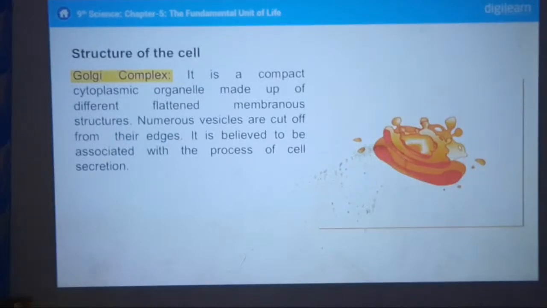Golgi complex. It is a compact cytoplasmic organelle made up of different flattened membranous structures. Numerous vesicles are cut off from their edges. It is believed to be associated with the process of cell secretion.